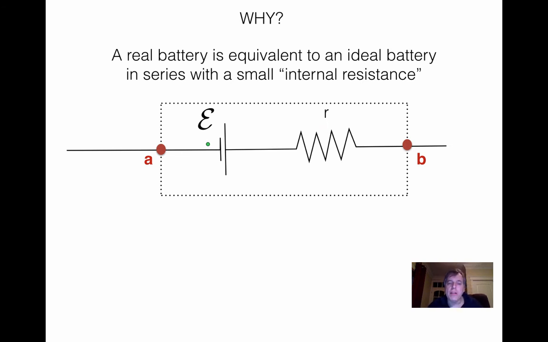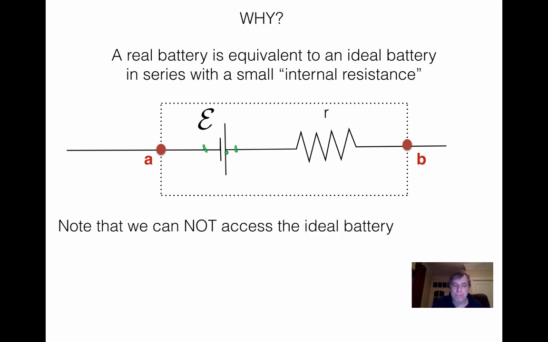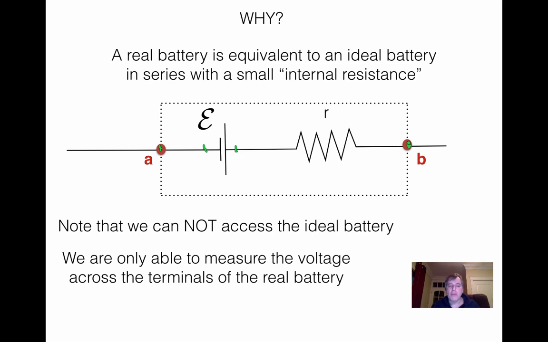So I cannot use a voltmeter, for example, to go here and measure the voltage between here and here. That would be the EMF. I cannot measure that because it's inside. So we cannot access the ideal battery inside. The only thing we can measure is the voltage between, let's say, A and B. Those are the terminals of the physical battery. Okay, so we're only able to measure voltage across the terminals of the real battery, which is here in this figure, points A and B.